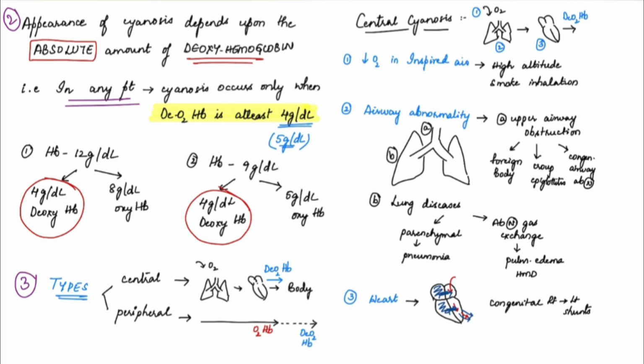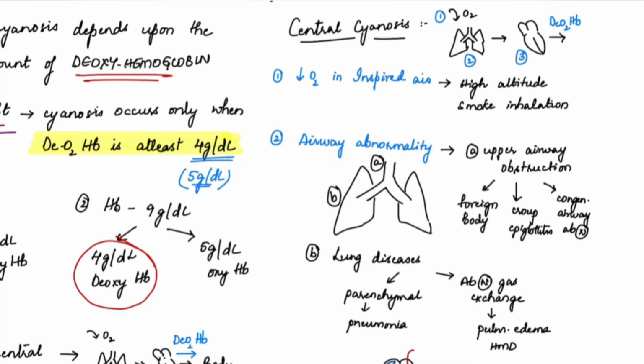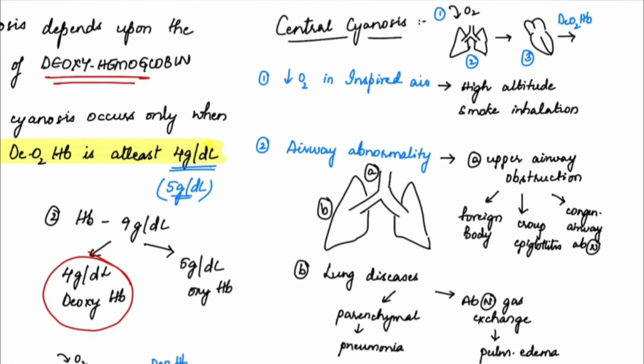Next, types of cyanosis: central cyanosis and peripheral cyanosis. In central cyanosis, the blood that is pumped from the heart is already deoxygenated, whereas in peripheral cyanosis, oxygenated hemoglobin is pumped from the heart, but by the time it reaches the distal part of the body, it becomes deoxygenated. Now let's look at central cyanosis. Here the blood that is pumped from the heart already contains deoxygenated hemoglobin.